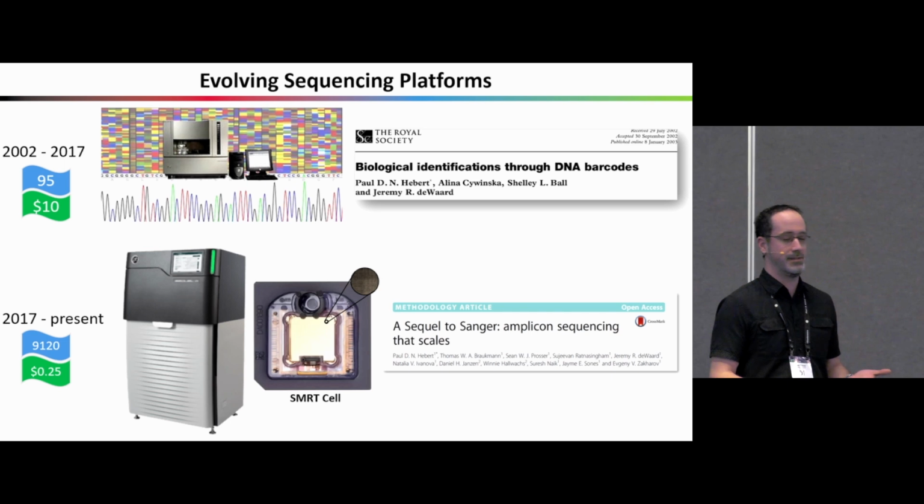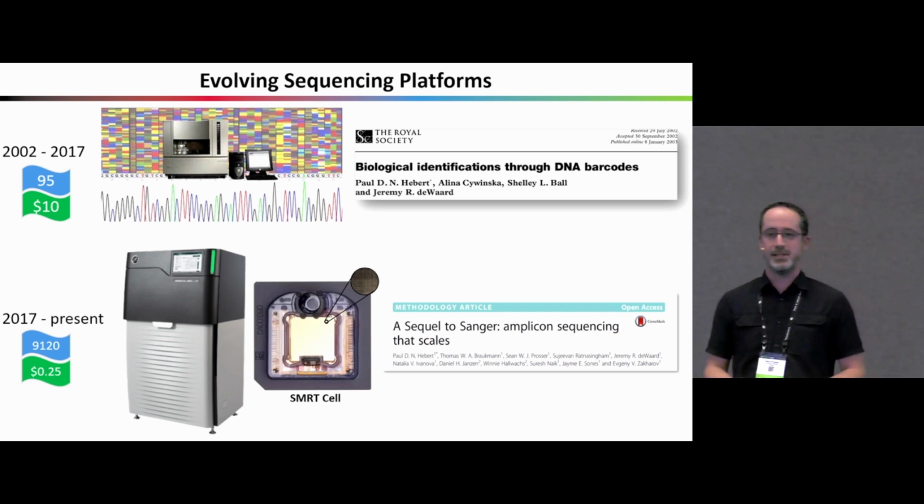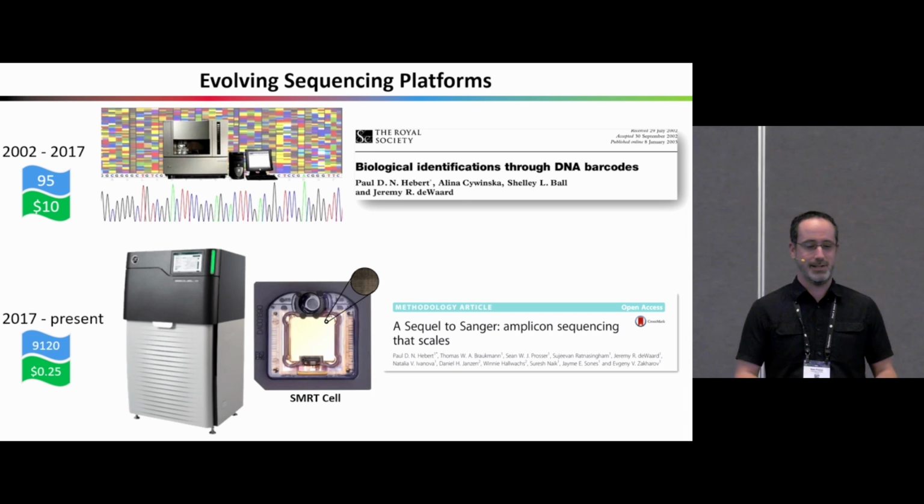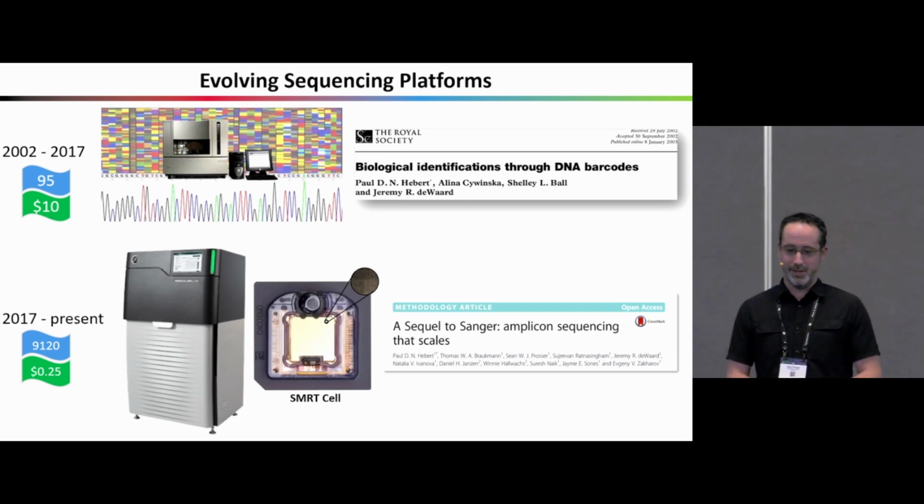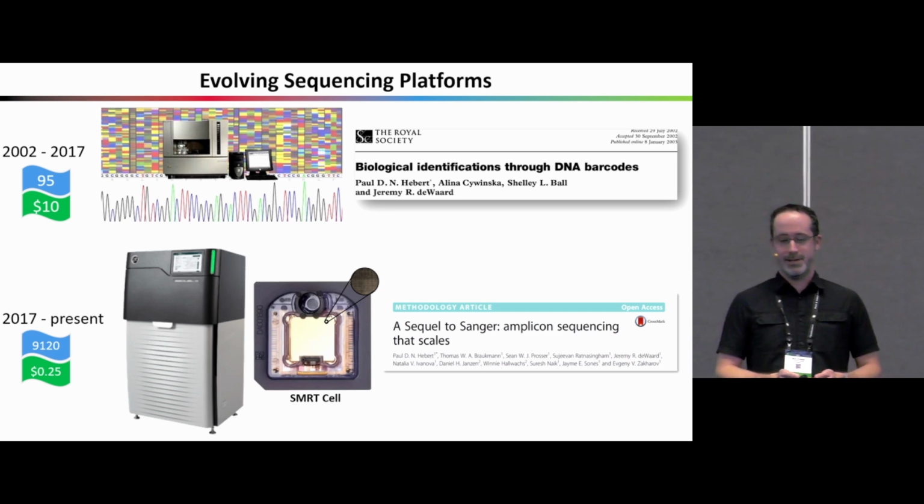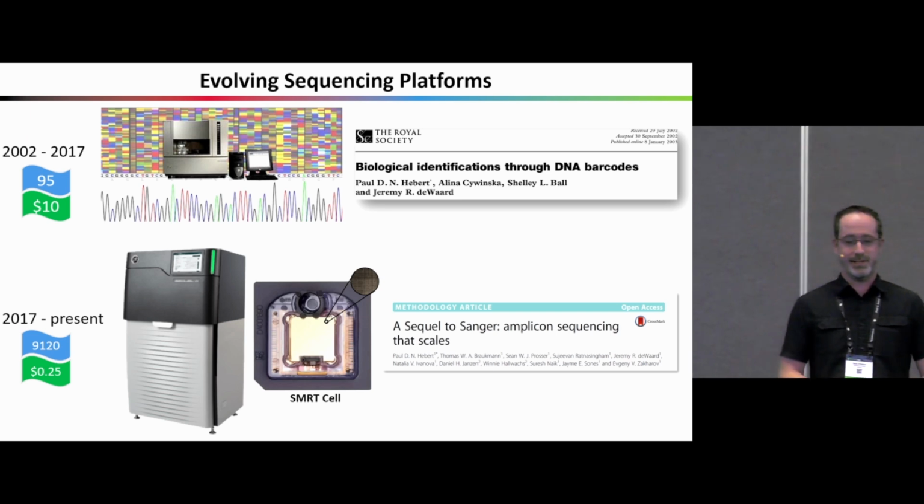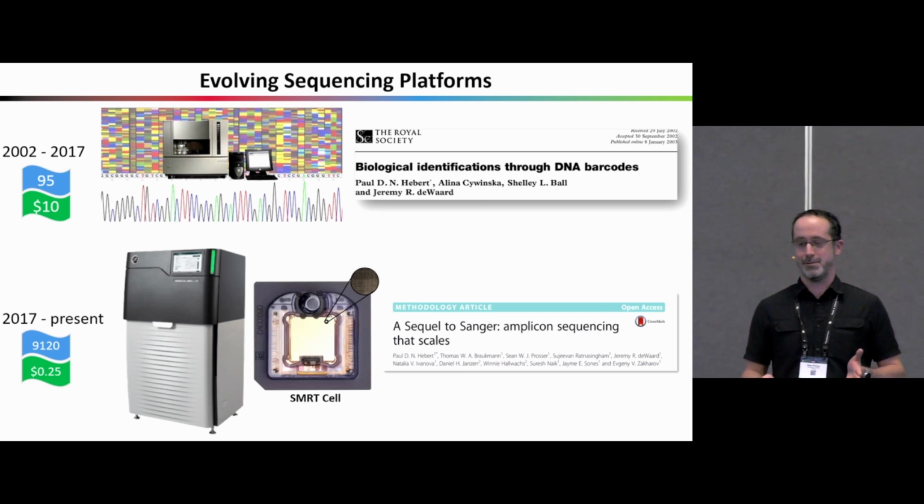So from about 2002 to 2017, we were kind of stuck with Sanger sequencing, where we could sequence 95 samples at a time at a cost of about $10 per sample. However, in 2017, we adopted the PacBio SQL sequencer, which allowed us to sequence 9,120 samples at a time at a cost of only 25 cents per sample. So this was a major breakthrough for us.